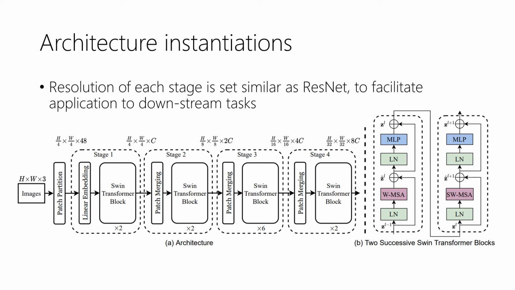Based on these good priors for computer vision, we design the architecture of Swin transformer as shown in this figure. It basically follows ResNet to have 4 stages, with each stage having the same resolution as that of ResNet, to facilitate application to downstream tasks. In each stage, there are repeating Swin blocks, with each block the same as that of the transformer architecture, but with attention computation limited within each shifted window.